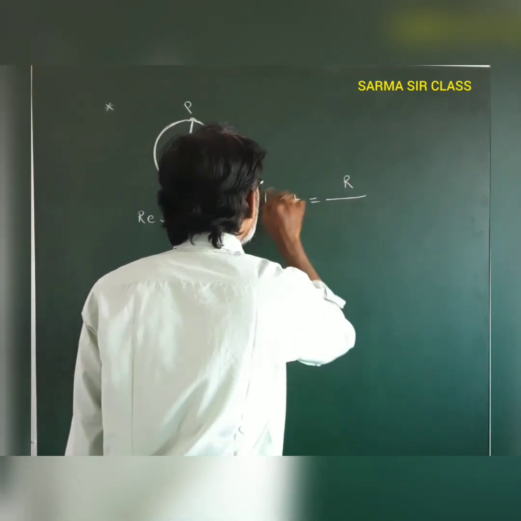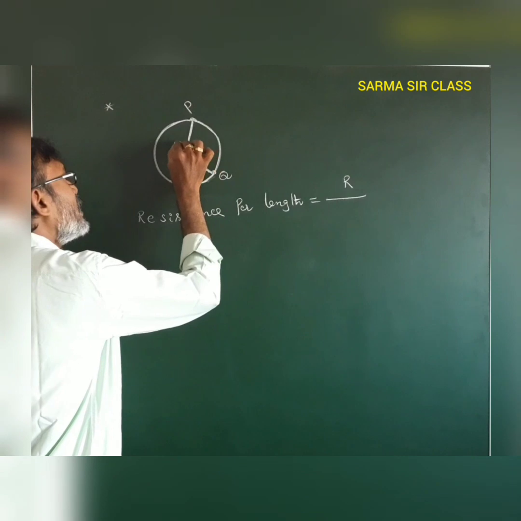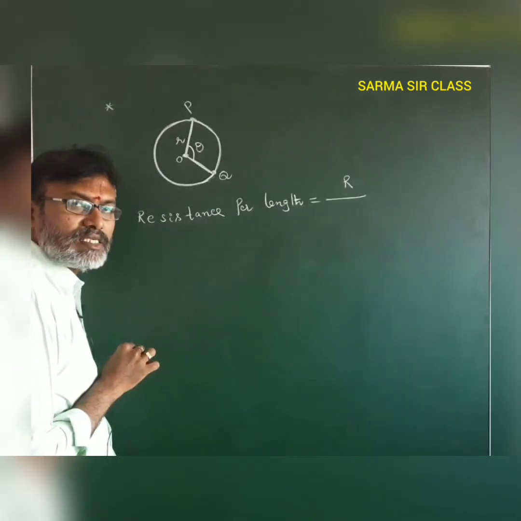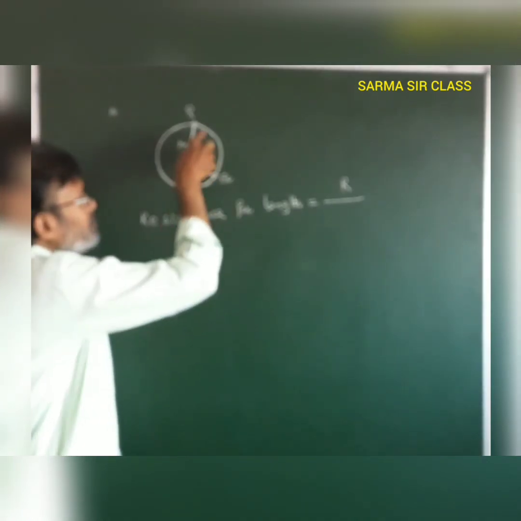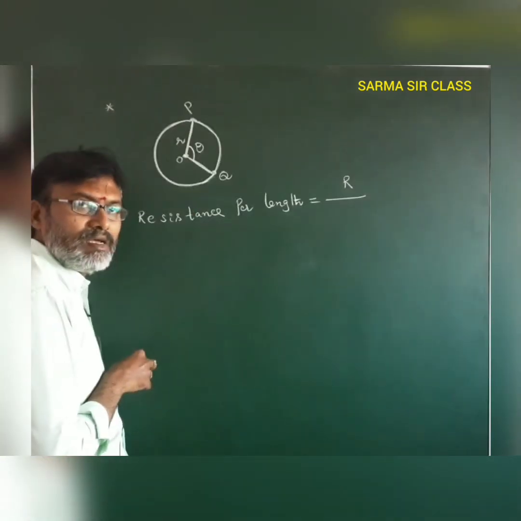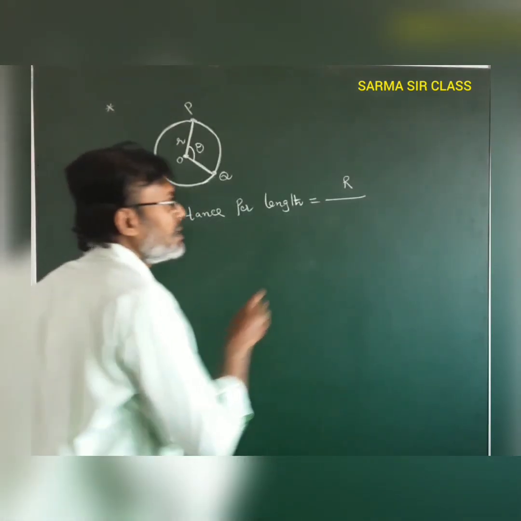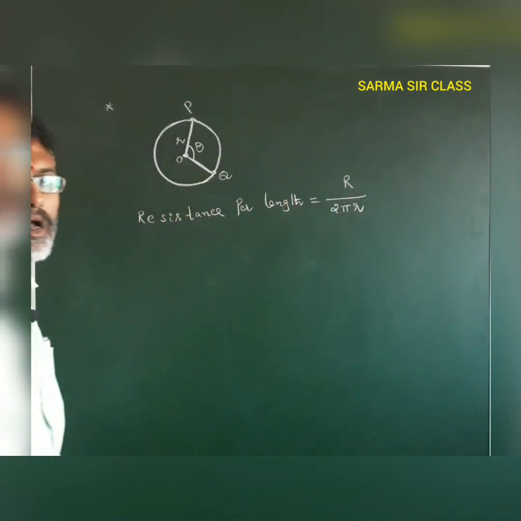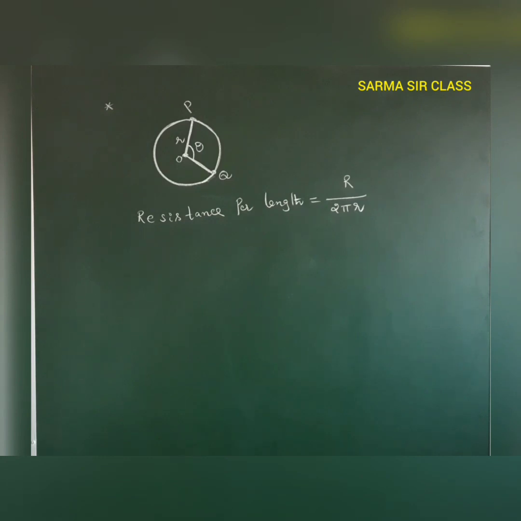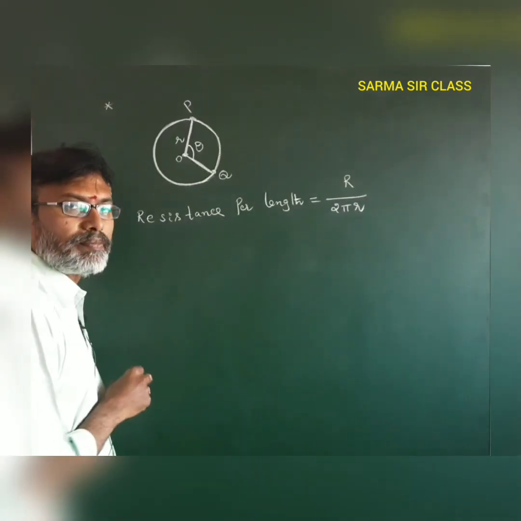And the total length is the circumference. The radius of the circle is r. So the total length, the circumference of this uniform ring, is 2 pi r. So capital R by 2 pi r is the resistance per length.